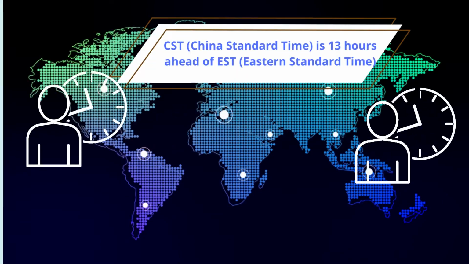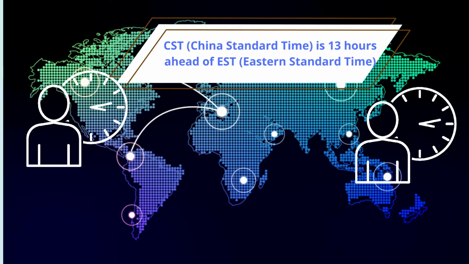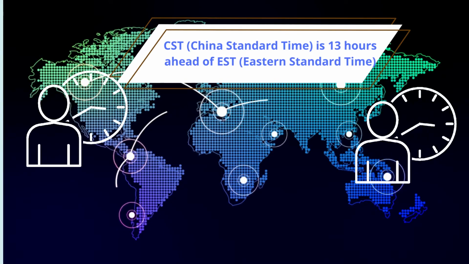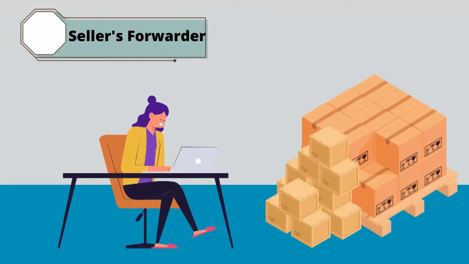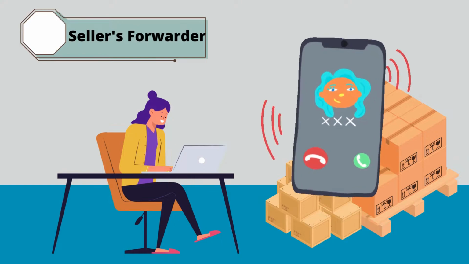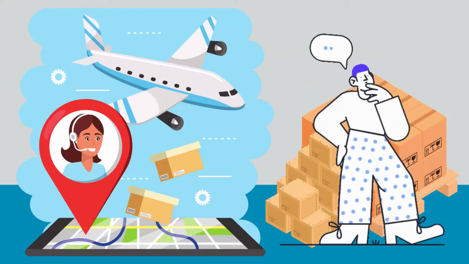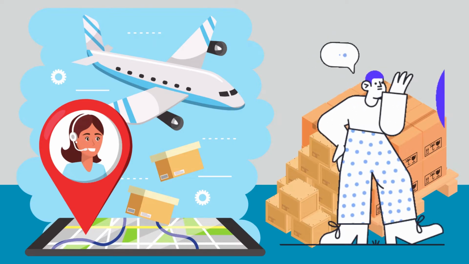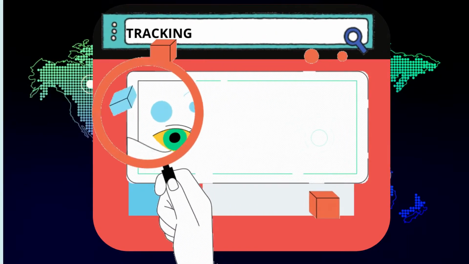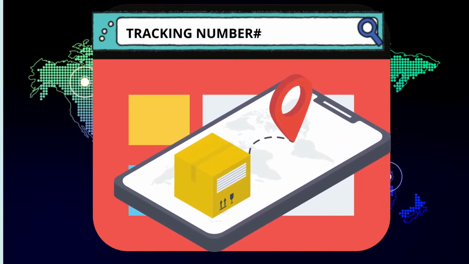For example, China and US. China is 13 hours ahead of New York, so you will need at least 2 to 3 days to get your cargo status. The party who controls your goods movement is the seller's forwarder, but good luck contacting them. All information about your cargo you get is through the seller, but you cannot be sure if they are telling you the truth or not. We recommend you ask your seller for a tracking number, and ask them how you can track your cargo online.